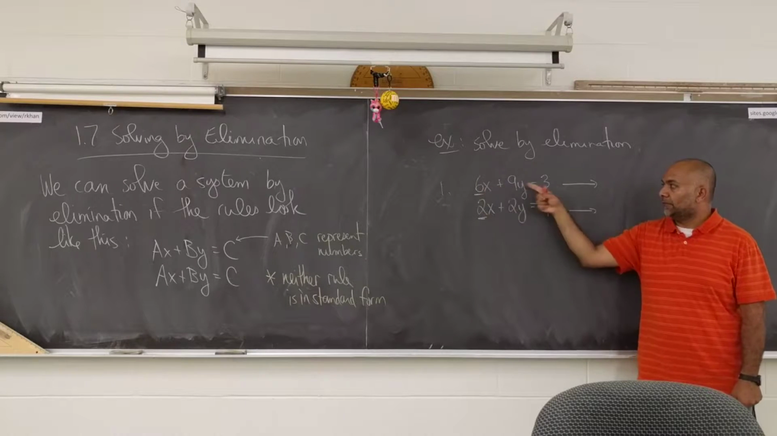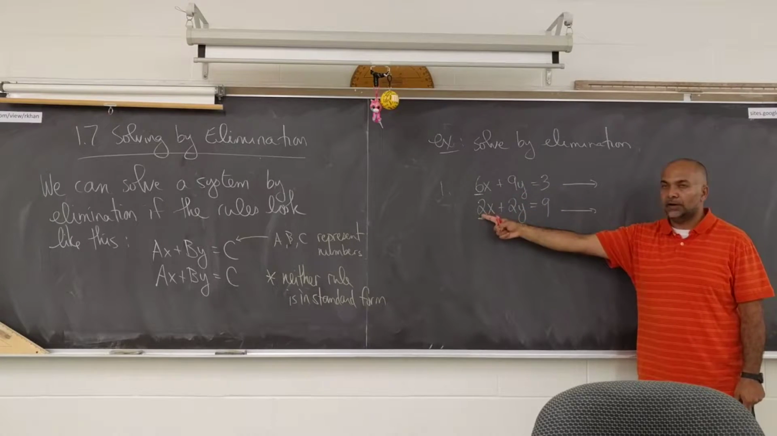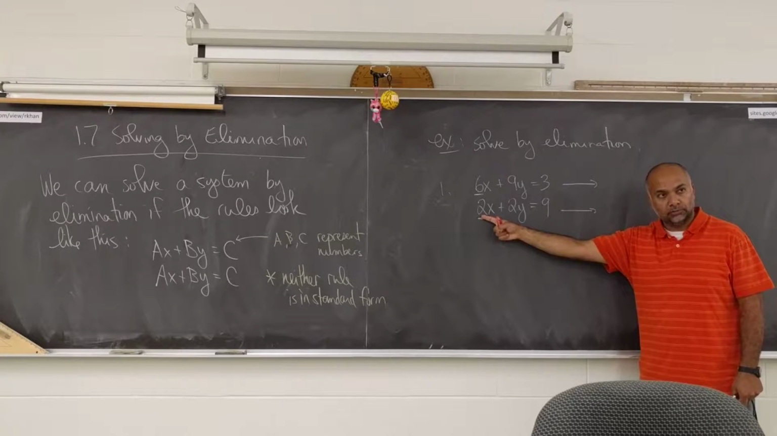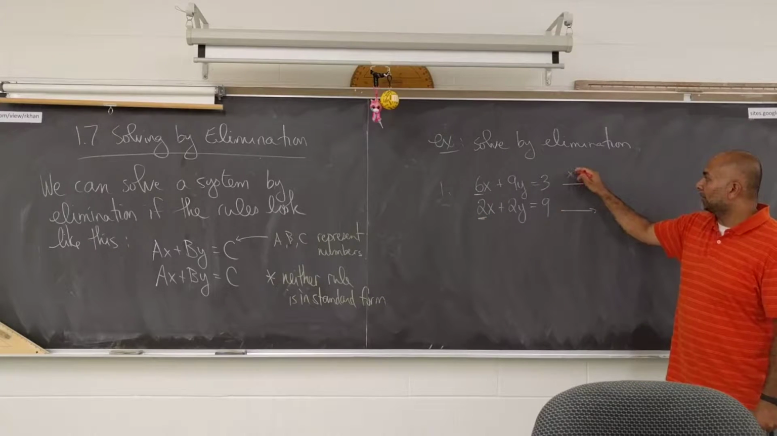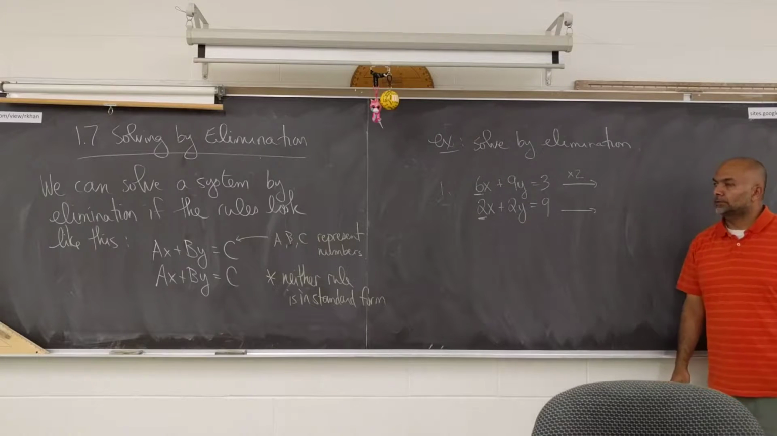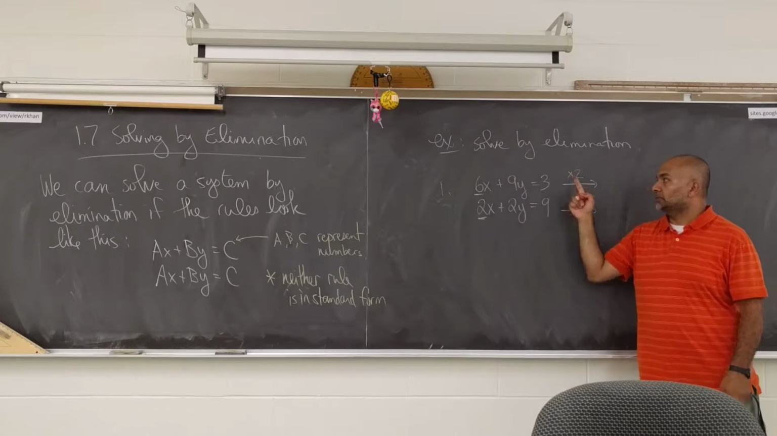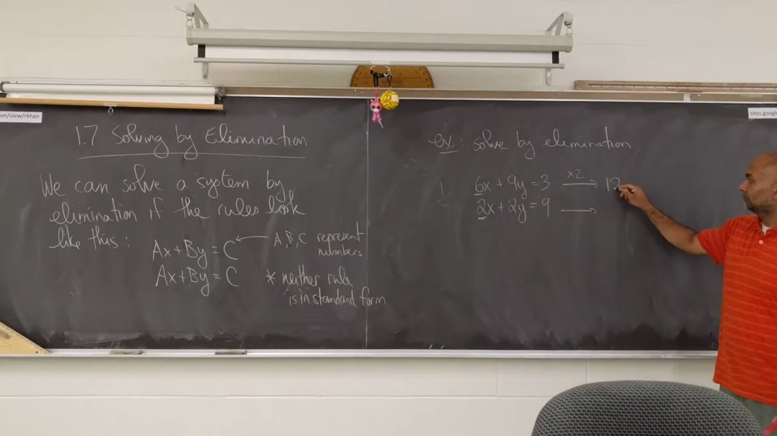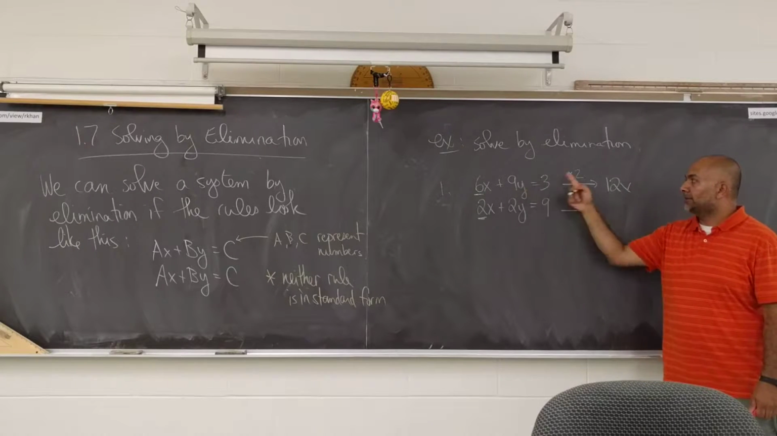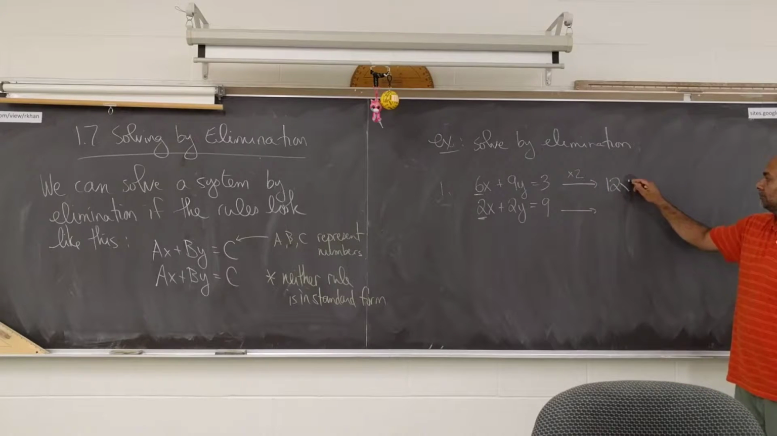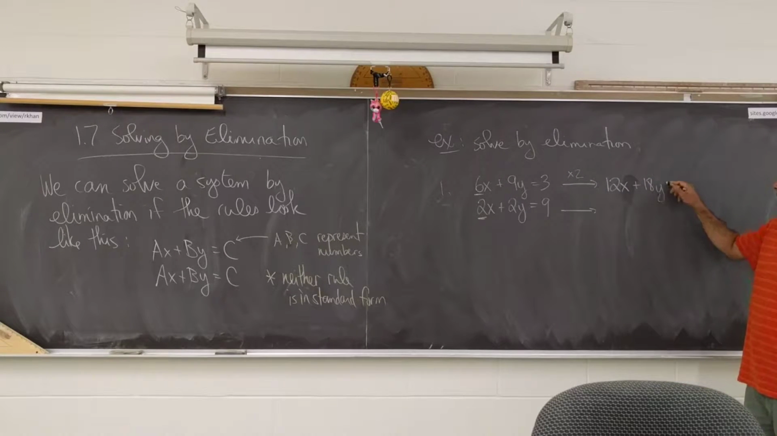So let's take the first rule and multiply it by the number in front of the x of the second rule. That's a 2 there. Let's multiply everything by 2. So let's take our first rule and double everything. 6x times 2 is 12x. 9y times 2 is 18y. Equals 3 times 2 is 6. I'll write in words in a second what I'm doing. You'll see it in a second.